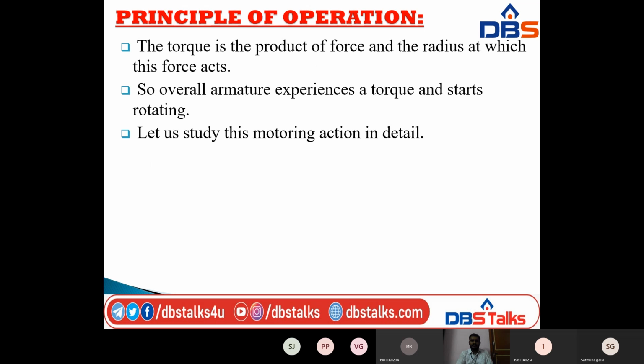Next, the torque is the product of force and the radius at which this force acts. So overall, the armature experiences a torque and starts rotating. Next, let us study this motoring action in detail. By using some diagrams, I will explain the principle of operation of a DC motor.